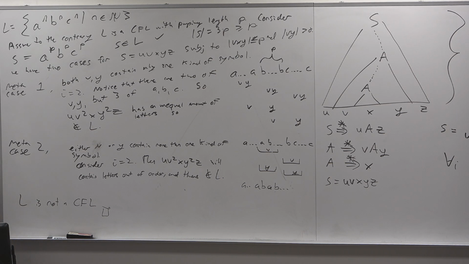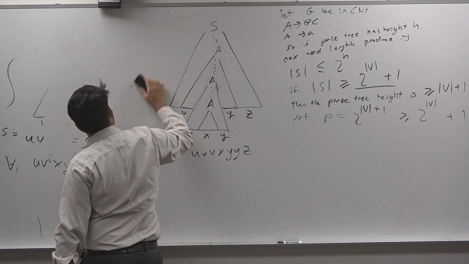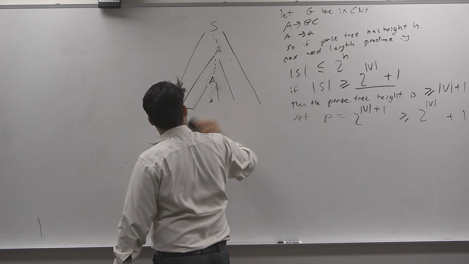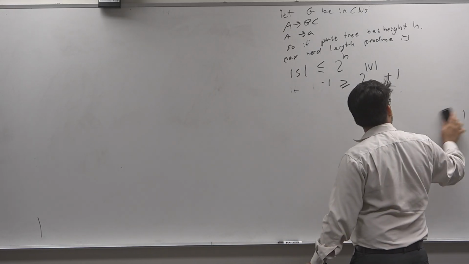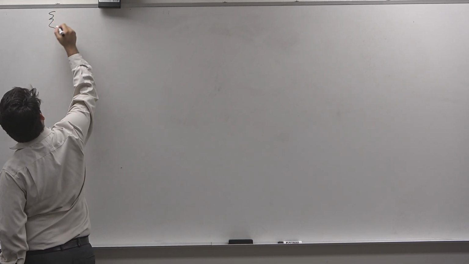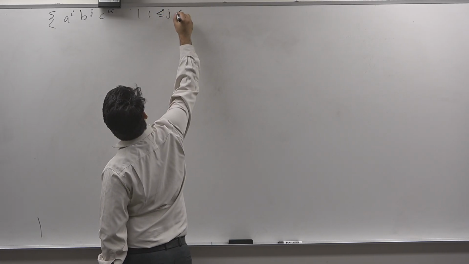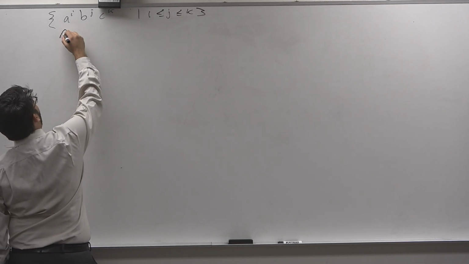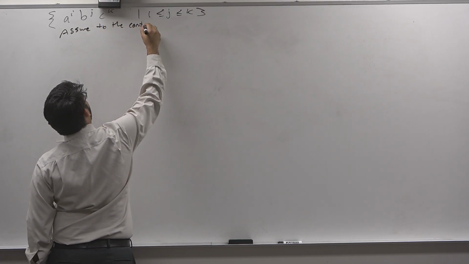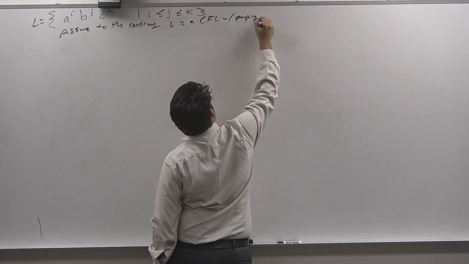All right, let's do another one. So consider the language L of a to the i, b to the j, c to the k, such that i is less than or equal to j, which is less than or equal to k. I claim such a language is not context-free. Assume to the contrary that L is a CFL with pumping length p.